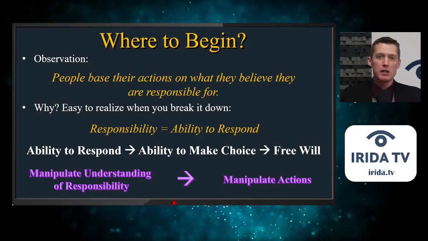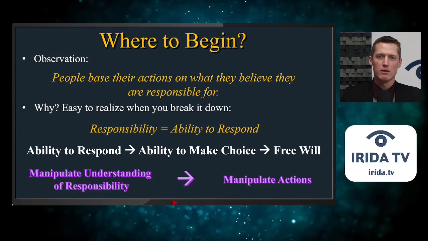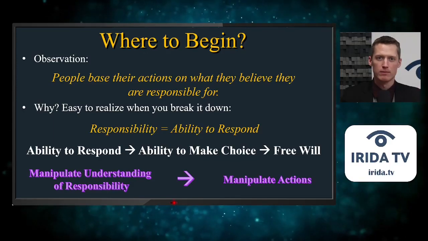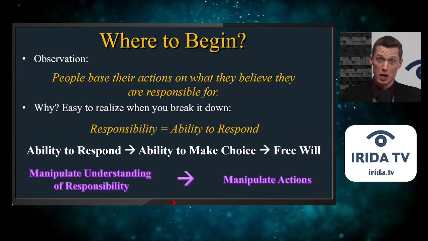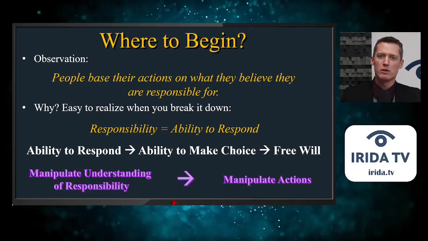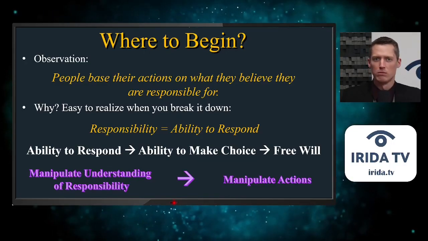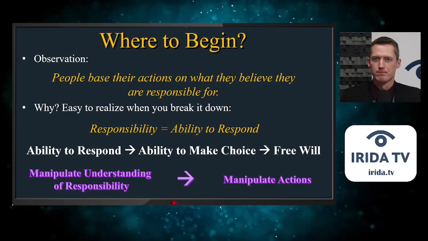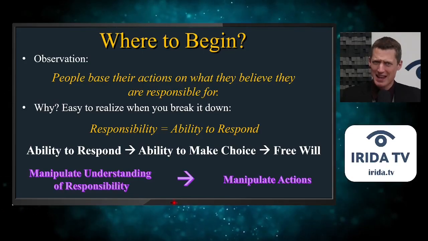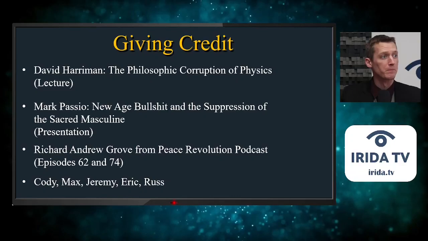If I make you believe that you are responsible for providing for your children, you need to take the action of getting a job to make money to provide for the children. If I can convince you that you're not responsible for providing for your children, what do you need to get a job for? It's a big difference. It's a big difference how the actions play out depending on what you believe you're responsible for up here.